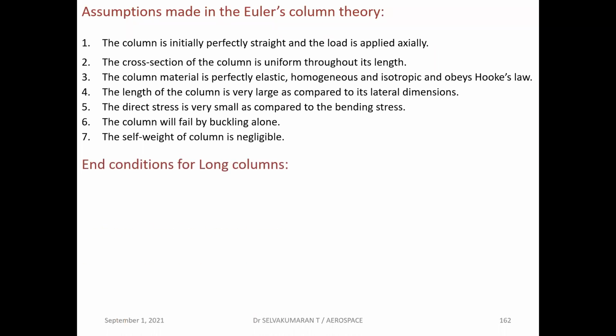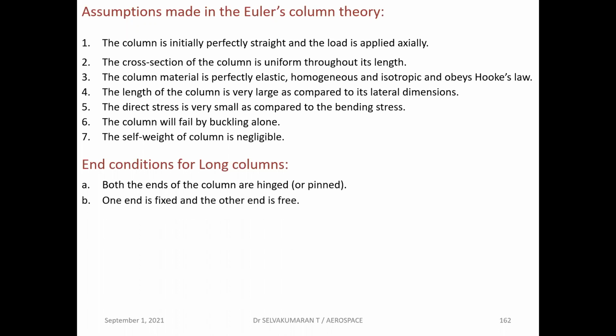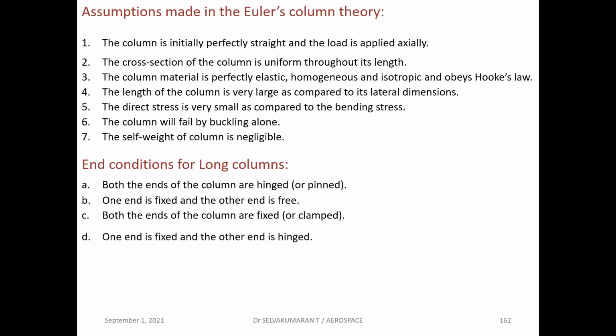End conditions, that is, support conditions. What are the different support conditions we have for long columns? Both the ends are hinged or pinned. One end is fixed and the other end is free. Both the ends of the column are fixed or clamped or built in. One end is fixed, the other end is hinged or pinned. So these are the four different end conditions that we are going to see in Euler's column theory. We are going to derive Euler's formula, or Euler's critical load formula.